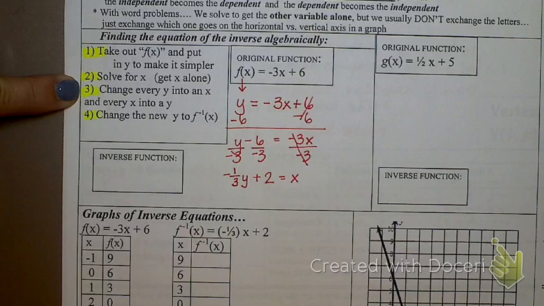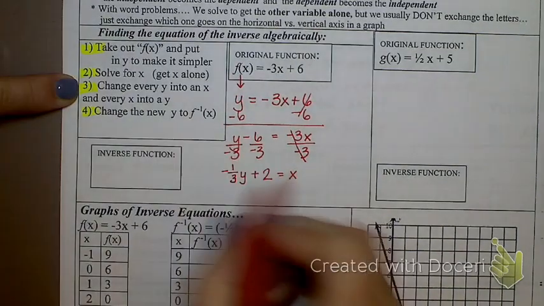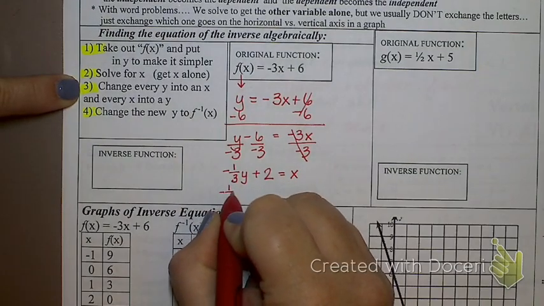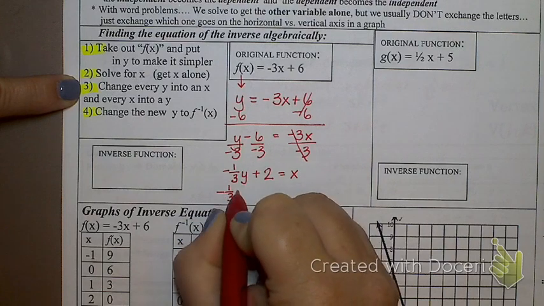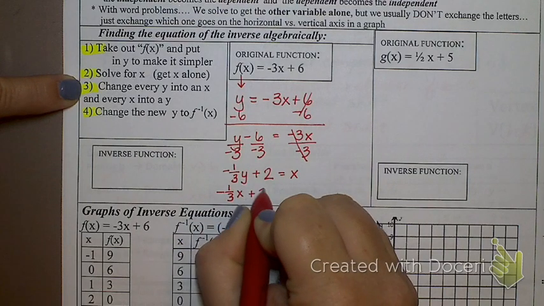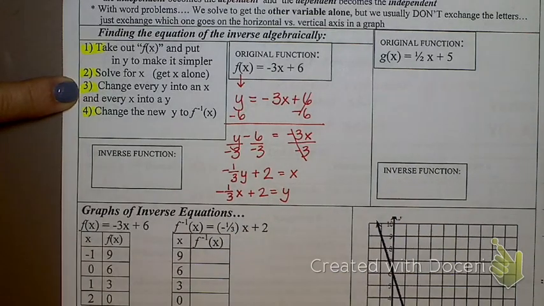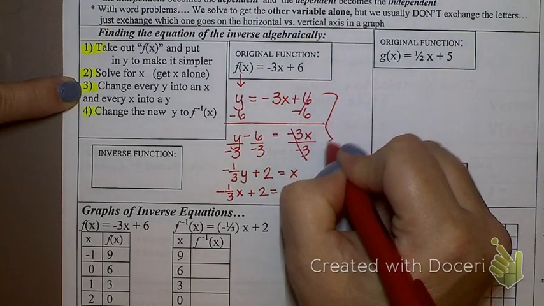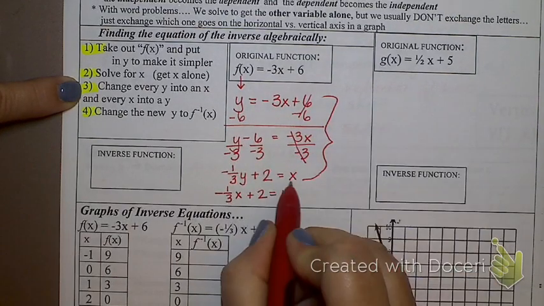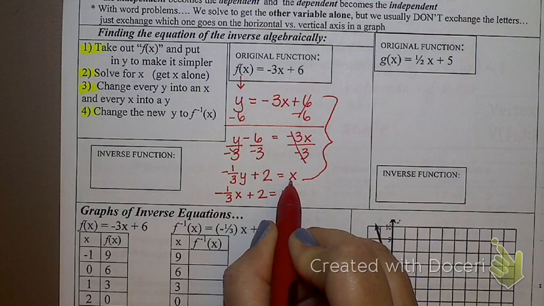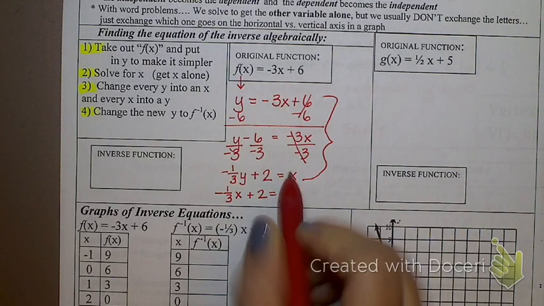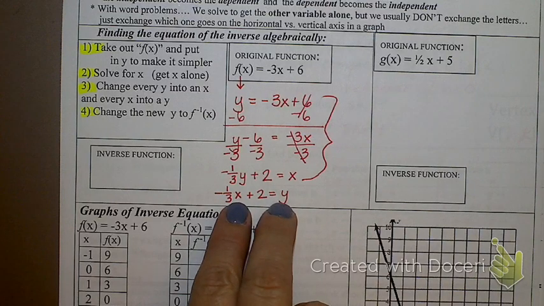Step 3 says change every y to an x and every x to a y. So this is going to stay with a negative 1/3, but it's not going to be y, it's going to be x plus 2 equals, and change that x to a y. Now just to be clear, this process up until here, you have not gotten an inverse. You've just done some moving around. When you finally have an inverse is when you switch those x's to y's and y's to x's. That's when it finally becomes an inverse.